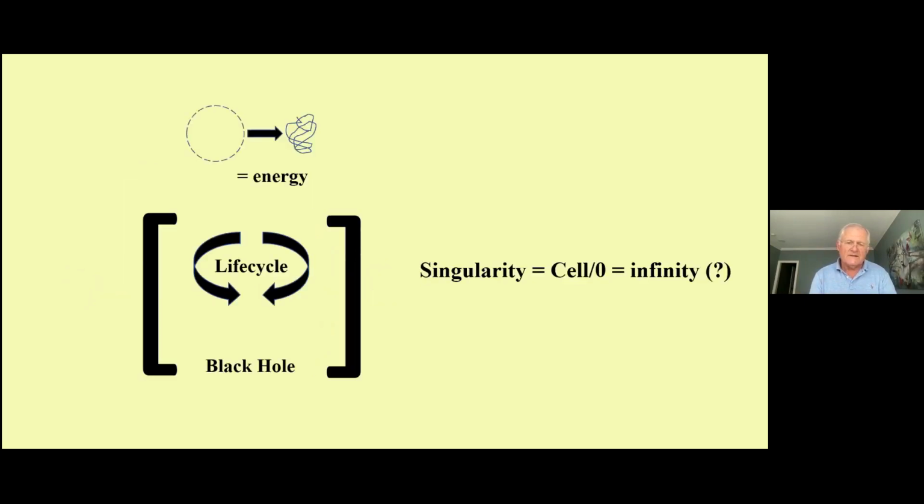Okay, so next slide. And so, as I said, the instilling of energy is one and the same in the unicell, and the knotting process is in the life cycle, and is one and the same with how black holes form. And I'll explain that in a minute. But I'm suggesting that the singularity is the equivalent of the cell over zero, and that's infinite. So that's where this concept of cosmic consciousness would come in.